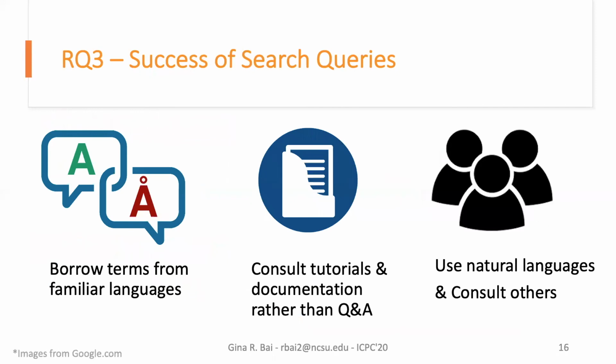We also explored the factors that impact query success, and we found that learners frequently borrow terms from languages with which they are familiar when composing queries, and queries with borrowed terms were more successful on average. This observation is further supported by prior work that found engineering and science students who had higher levels of domain knowledge retrieved more relevant documents for search questions. We observed that consulting documentation and tutorials rather than Q&A sites leads to higher search success. This is supported by prior work as well.